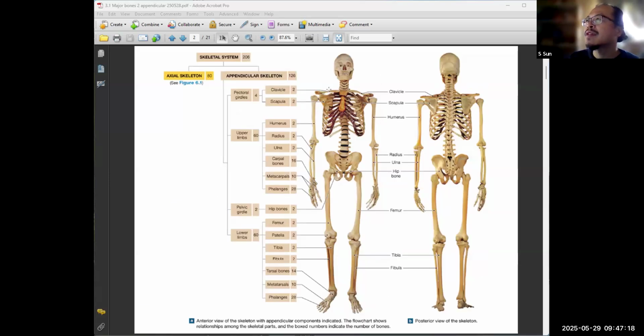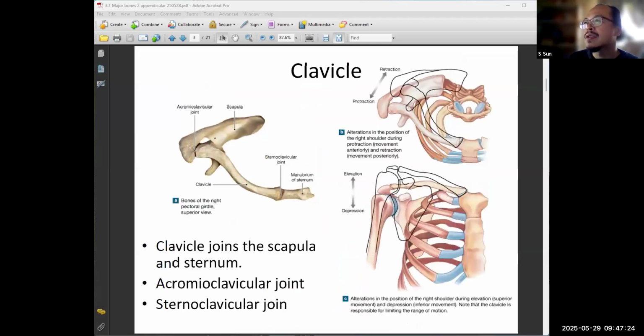So here, the first one at the top is the clavicle. Let's see where it attaches. The clavicle is a long bone. One side attaches to the sternum, and the other side attaches to the scapula. So it forms two joints. Right here is the sternum, and here is the scapula. At the sternum, it forms a joint called the sternoclavicular joint.